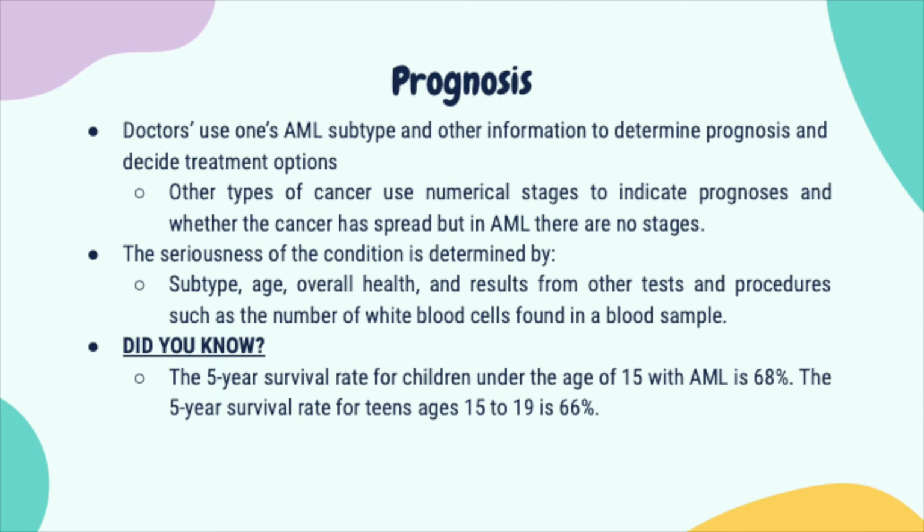To determine the prognosis, doctors use one's AML subtype and other information to decide treatment options. Unlike other types of cancer, which use numerical stages to indicate prognoses and whether the cancer has spread, AML has no stages. The seriousness of the condition is determined by subtype, age, overall health, and results from other tests and procedures such as the number of white blood cells found in a blood sample. Did you know that the 5-year survival rate for children under the age of 15 with AML is 68%? The 5-year survival rate for teens ages 15 to 19 is 66%.